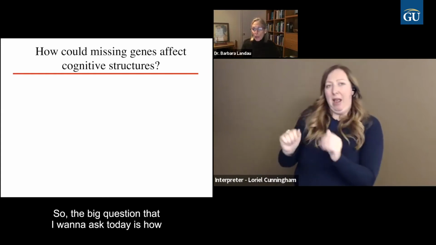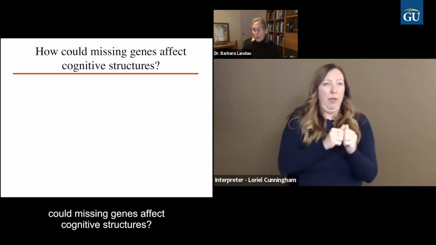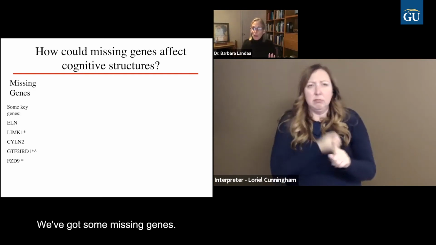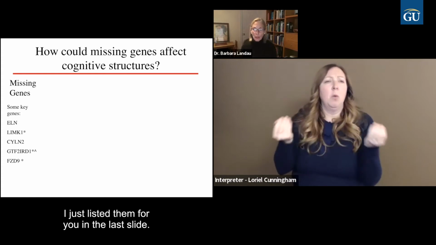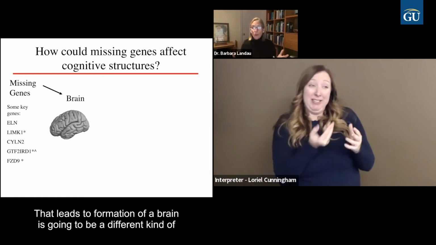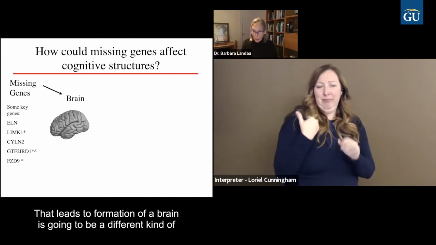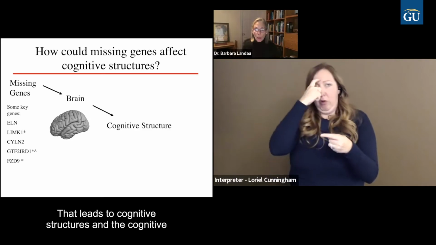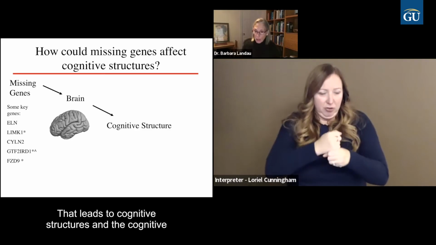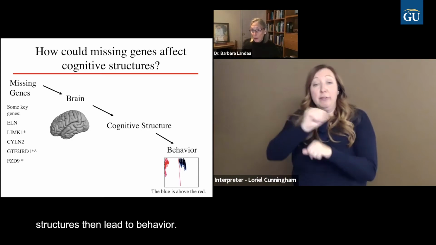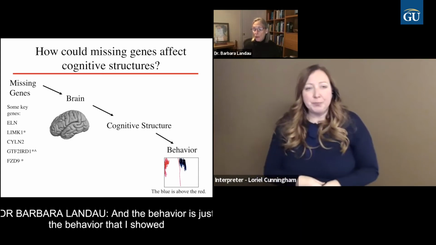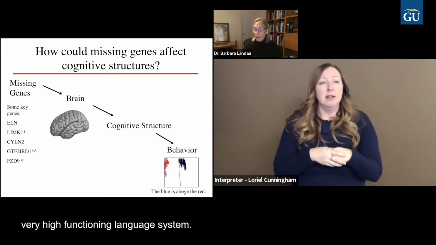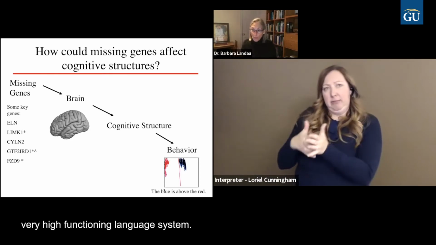So the big question that I want to ask today is, how could missing genes affect cognitive structures? And I'm going to start with this. We've got some missing genes. I just listed them for you in the last slide. That leads to formation of a brain. It's going to be a different kind of a brain in some ways than an individual without the missing genes. That leads to cognitive structures, and the cognitive structures then lead to behavior. And the behavior is just the behavior that I showed you on the very first slide, that is to say, an impaired spatial ability with a very, very high functioning language system.